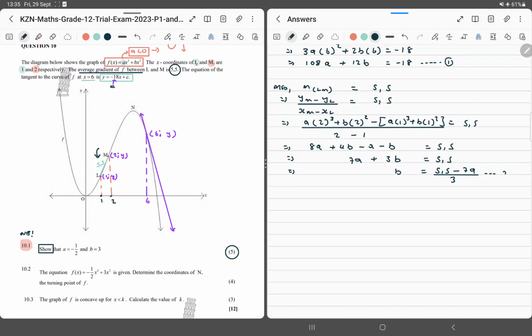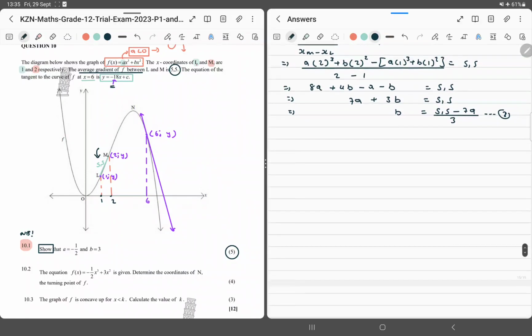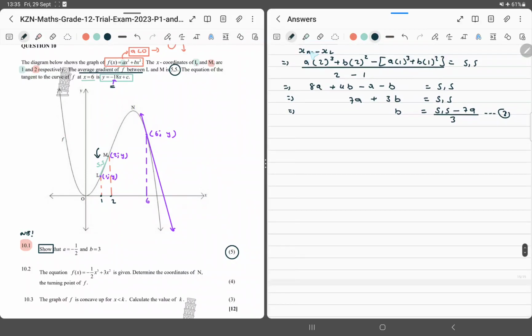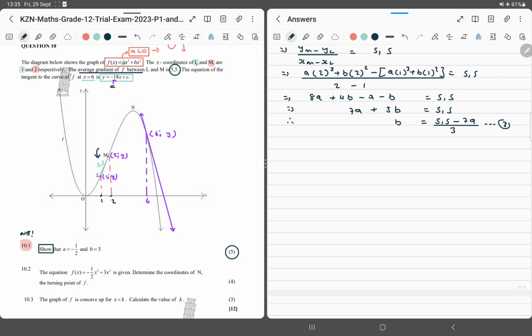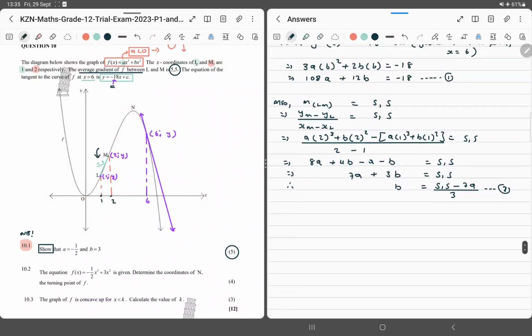Okay, we can make this one equation 2. So we know the gymnastics. We can say here, maybe let's put it as a conclusion. Even this one, we can make it as a form of a conclusion.